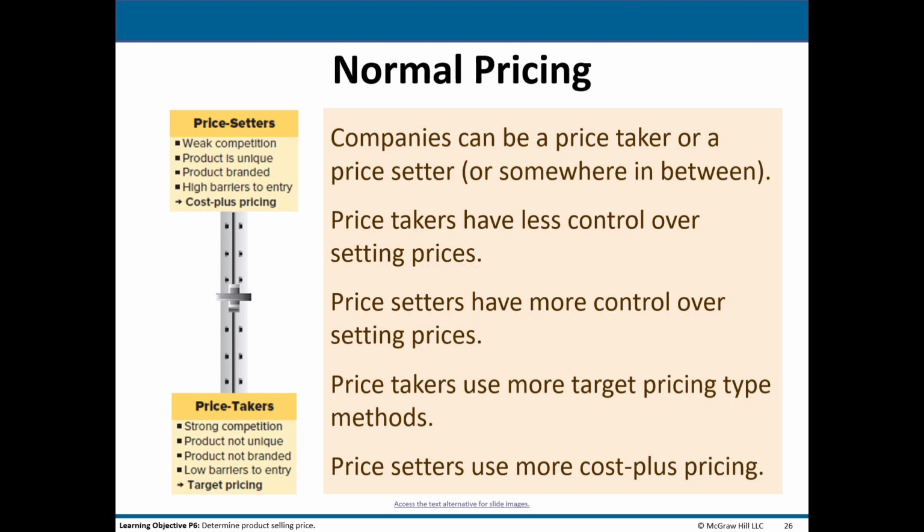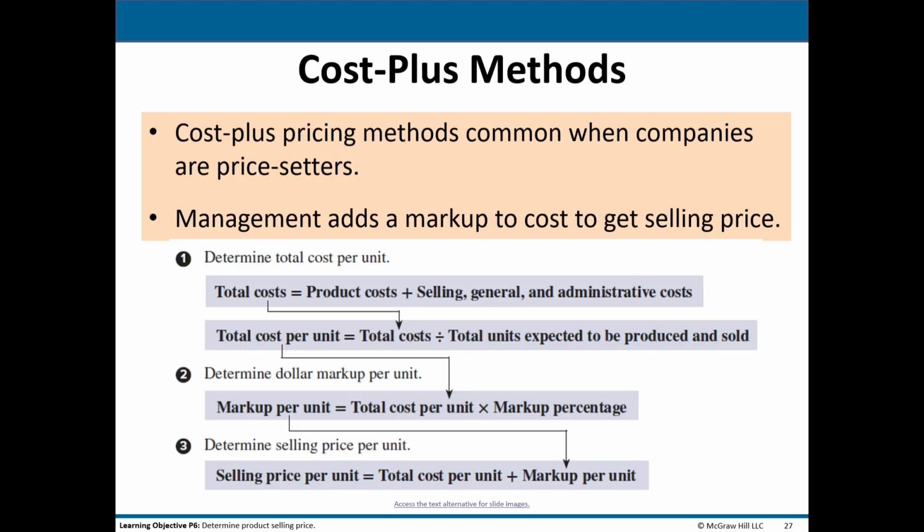Cost plus methods are common when companies are price setters. Management adds a markup to cost. That's how they get to their selling price. So your selling price per unit is the cost per unit plus the markup per unit. The total cost method, or cost plus pricing, is a three-step process.